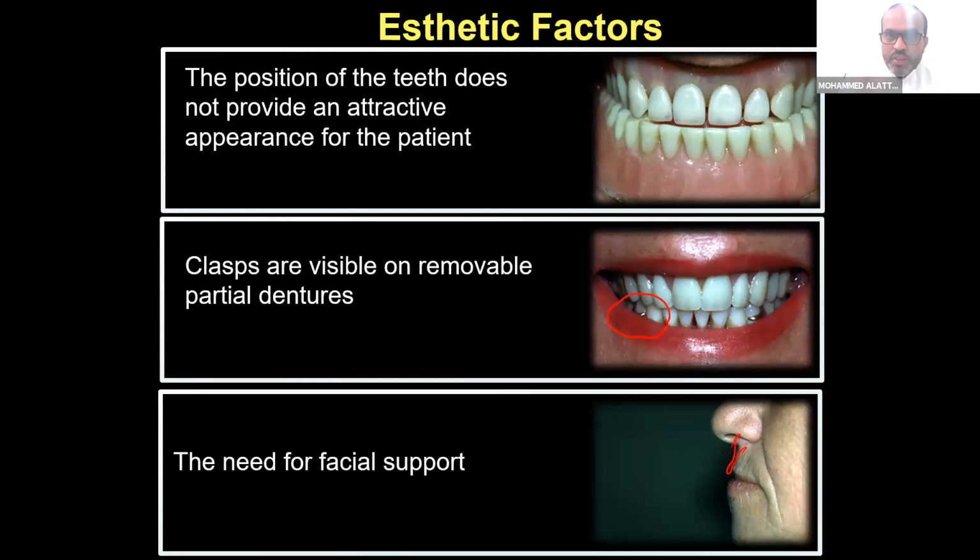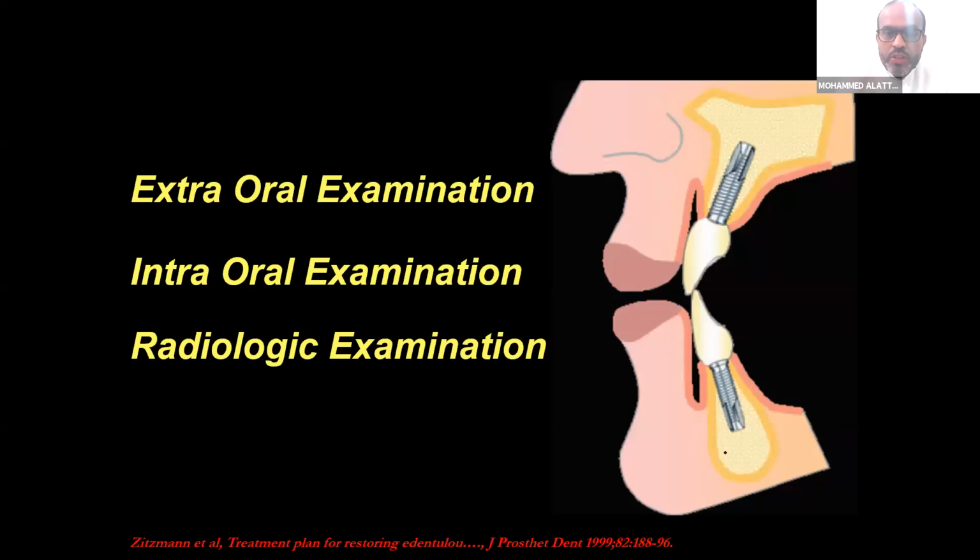For the approach to the edentulous patients, before making a decision to treat this patient with a fixed or removable prosthesis, we should go through a sequence of examination steps: extraoral examination, intraoral examination, and radiologic examination. And we should not promise the patient a fixed prosthesis until all the data has been collected.